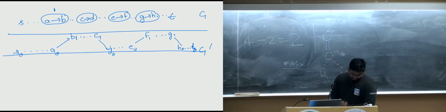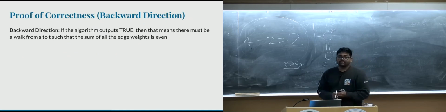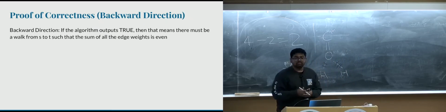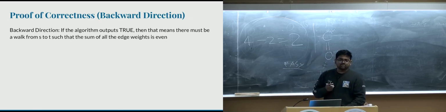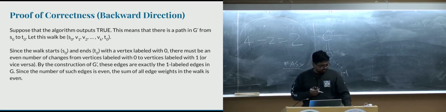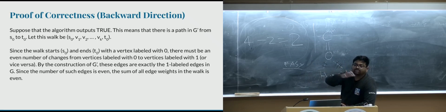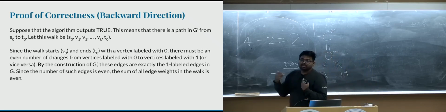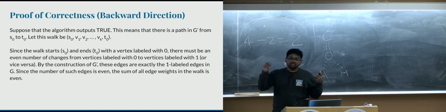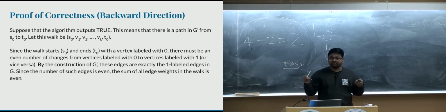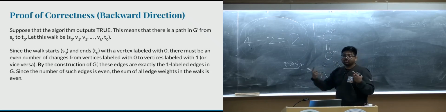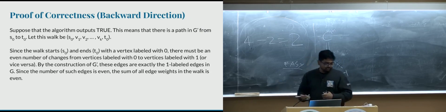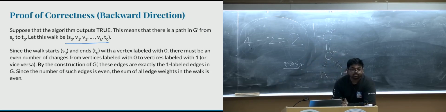So now let's go to the backward direction. Here we are saying if the algorithm returns true, that means there is indeed a walk from S to T with an even number of ones. Okay. So we will apply a similar approach to this one as well. We will assume the first half, that means the algorithm is returning true. If the algorithm is returning true, that means there is a walk in G prime. So keep the distinction. In the previous proof, we said there is a path in G, but now we are saying there is a walk in G prime. Is that distinction clear to you? Why we are doing that? Because when we assume the algorithm is returning true, we are talking about G prime in this case. So this walk here is in G prime, the modified graph that we have.